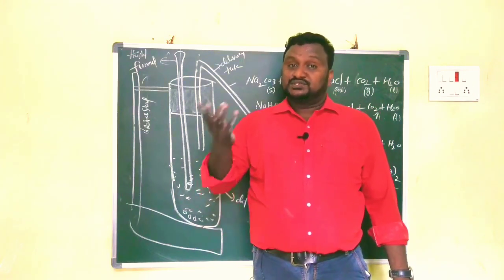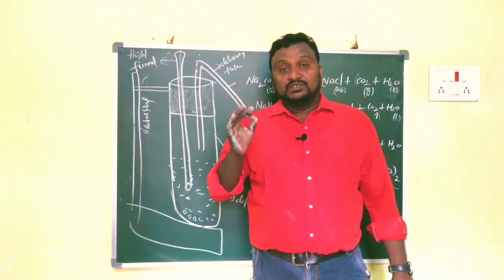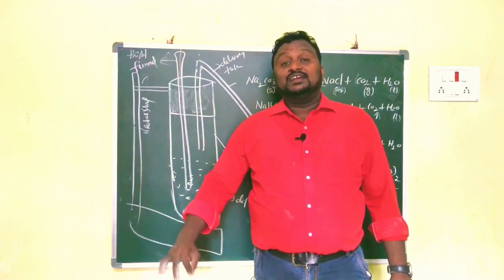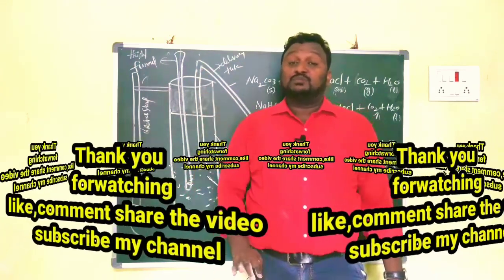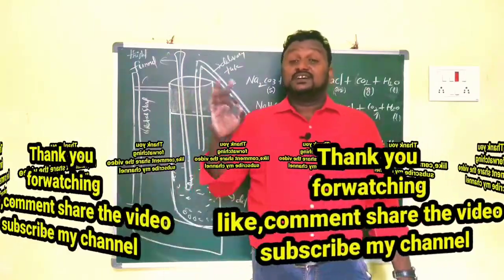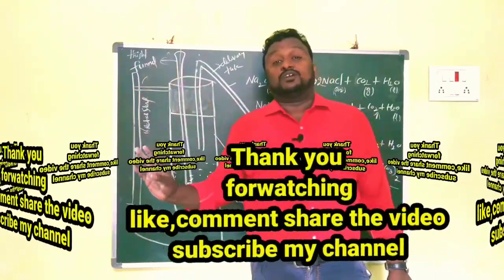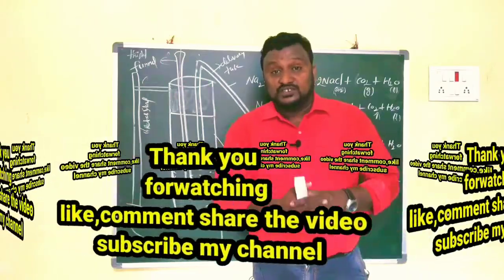That's why, children. So I hope you understand. From this activity, you have to conclude that when the acids react with the metal carbonates and metal hydrogen carbonates, they produce the salt, carbon dioxide and water. I hope you children understand the topic.